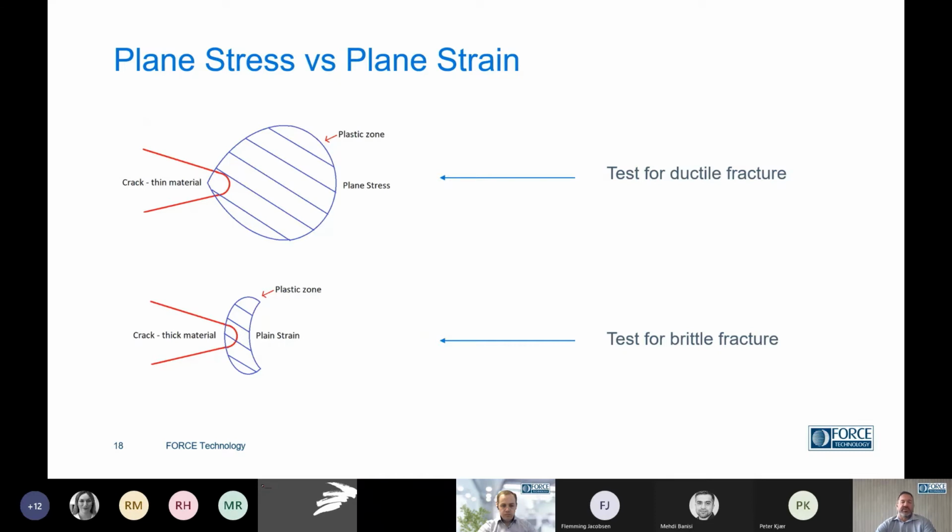So to generalize, if we want to test for ductile fracture, we can use thinner materials. But if we want to test for a brittle fracture, then we need to go to thicker materials or a thicker test specimen.